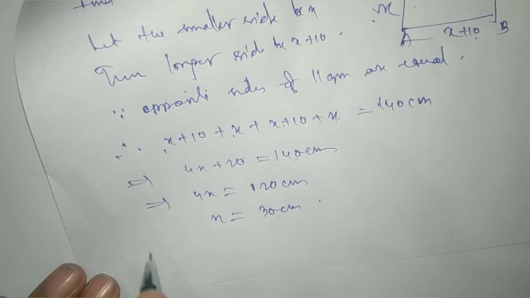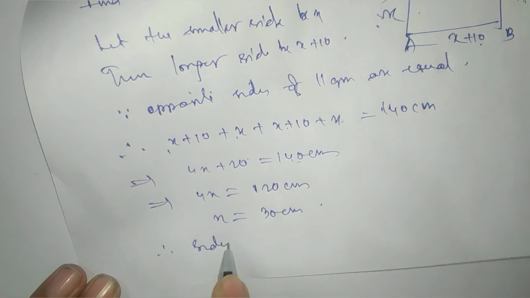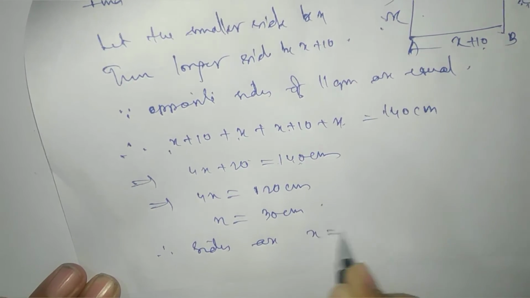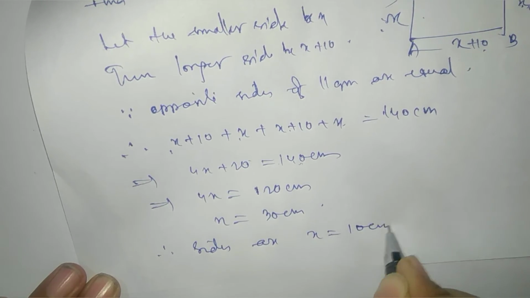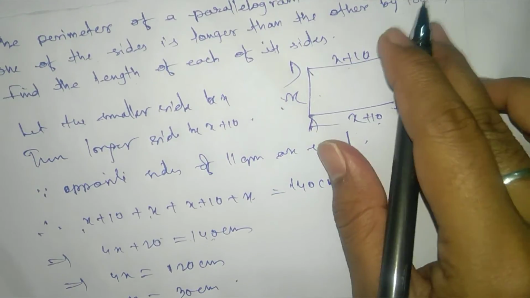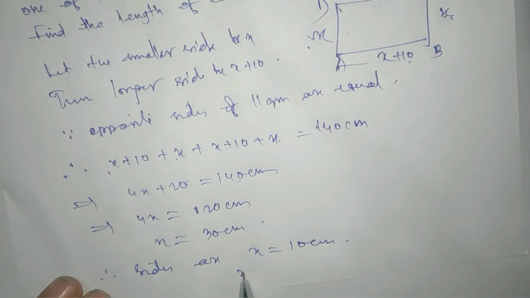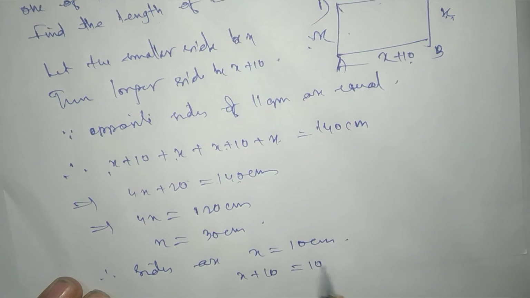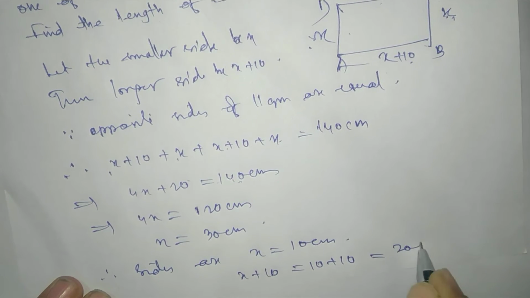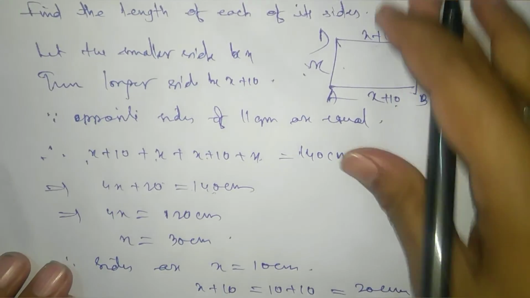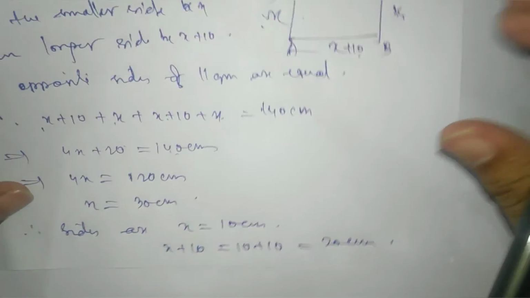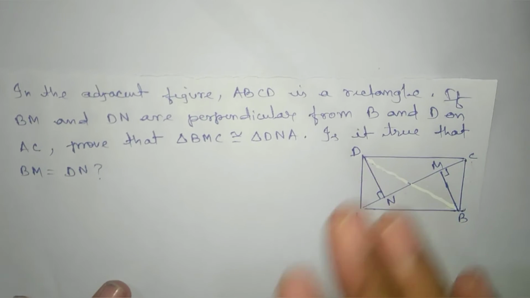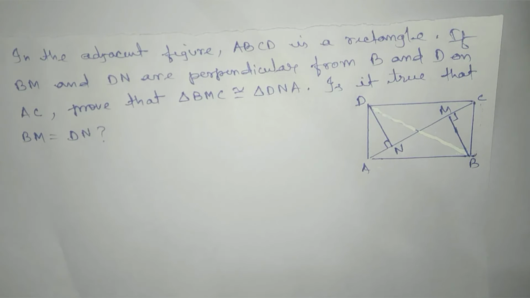So therefore the sides are: one is x, which equals 10 centimeter. Another is x plus 10, that is 10 plus 10 centimeter, so we get 20 centimeter. This will be our answer. Okay, the last one, that is the 8th number for this video.